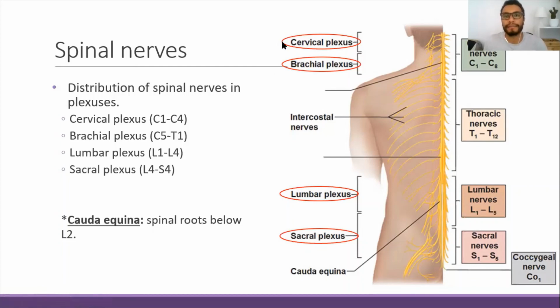So that's it for now, the anatomical division and the anatomic functions of the peripheral nervous system.